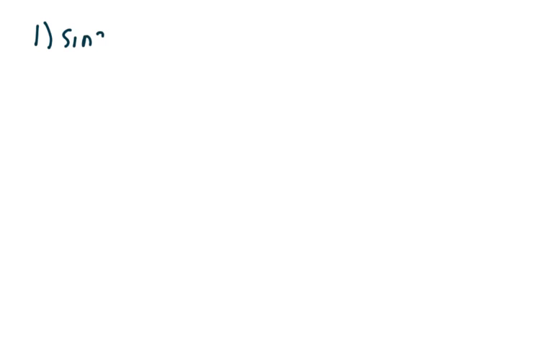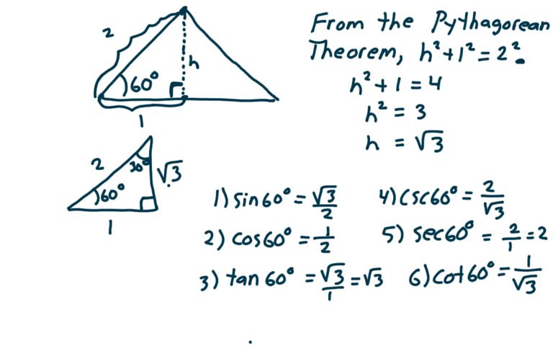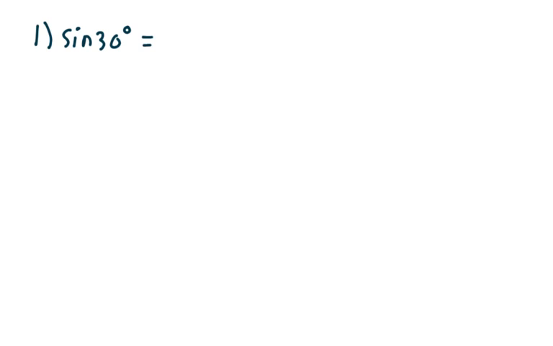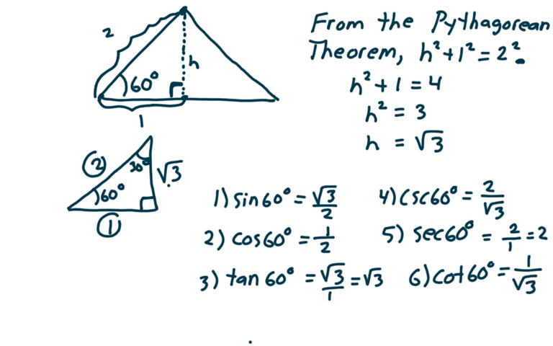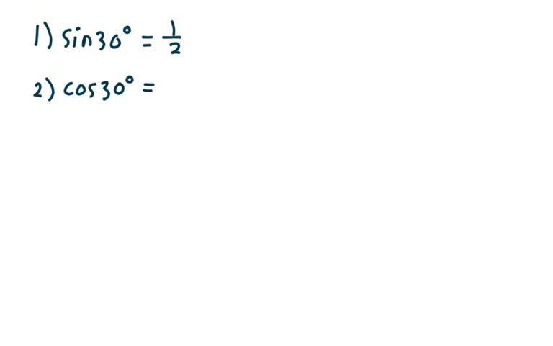Now, sine of 30 degrees is the opposite side to angle 30, which is 1, divided by the hypotenuse, which is 2. So this is equal to 1/2. Number 2, suppose I did cosine of 30 degrees. Now, the adjacent side to 30 degrees is square root of 3. The hypotenuse is 2. Once I have these two, I could get all of them, right?